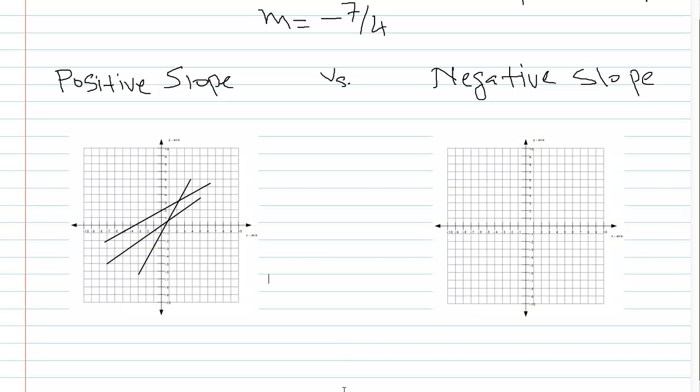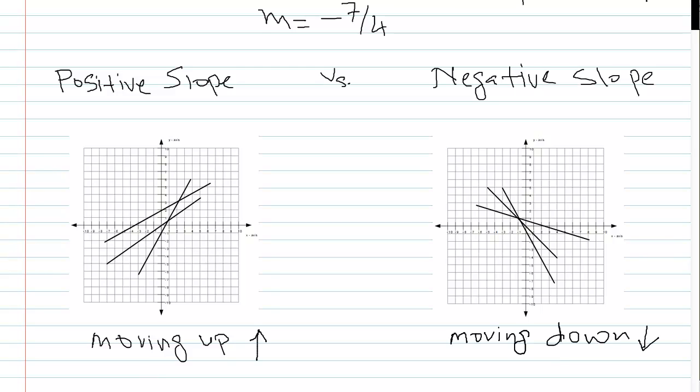Positive slope means that a line is moving up from left to right. However, for negative slope, the line will be moving downwards from left to right. As you can see, I've drawn a few examples of lines for both kinds of scenarios.